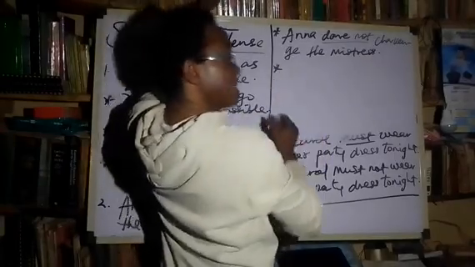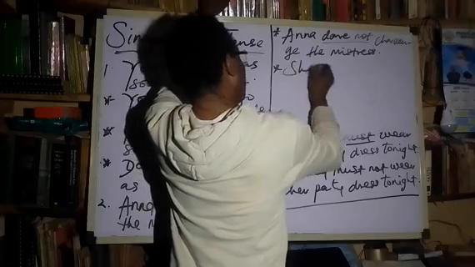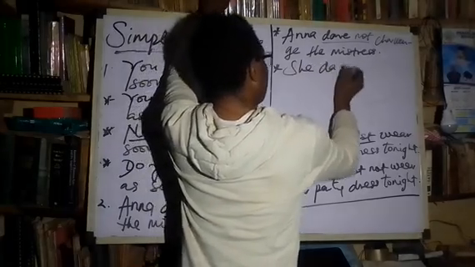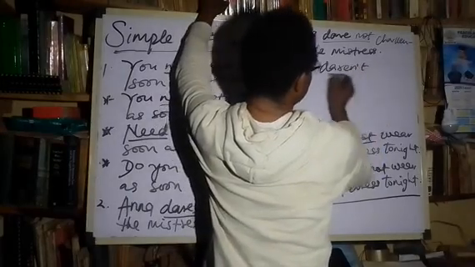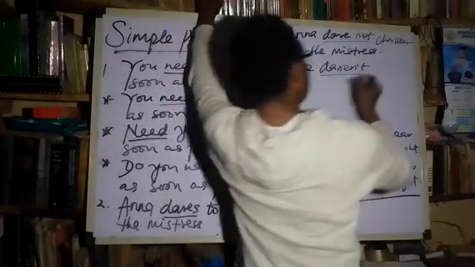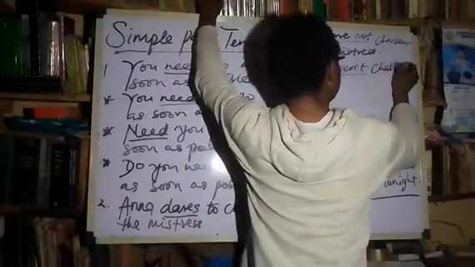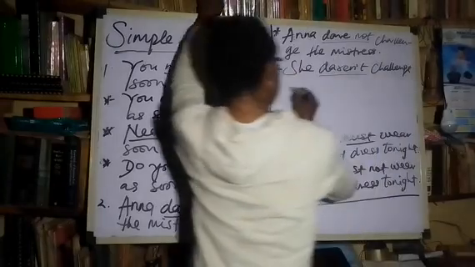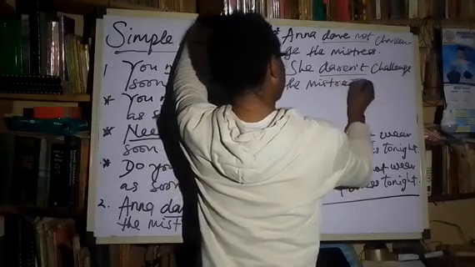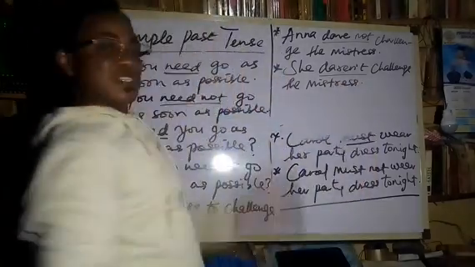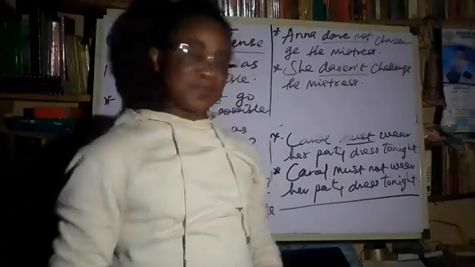Dare not becomes daren't. So we can say she daren't. This is a contraction. She daren't challenge the mistress. Good.